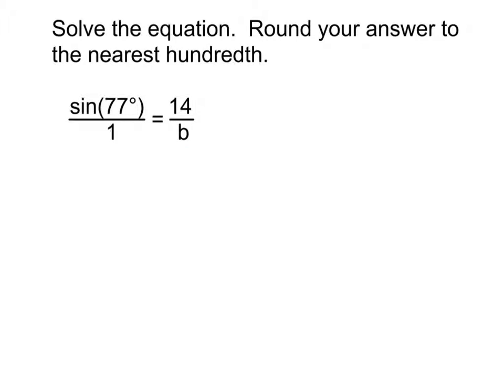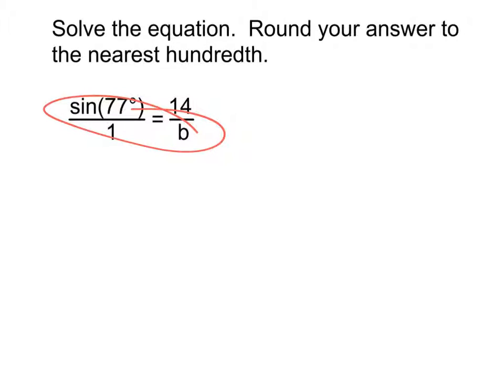Now this problem, of course, looks a lot like the last one, right? But you're going to notice the last one was relatively simple, and this one's going to have a certain level of added complexity to it. So, how do we approach it? The first step is still exactly the same. We're still going to go ahead and start by cross multiplying. So I'm going to do 1 times 14. Nice and easy. That's going to give me 14, right? And I'm going to do b times sine of 77.